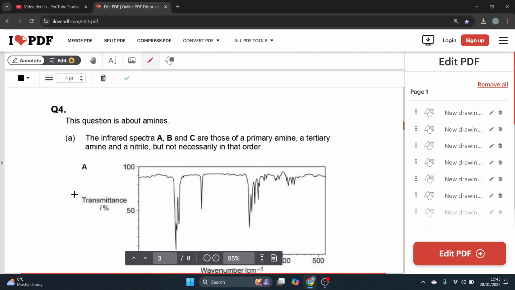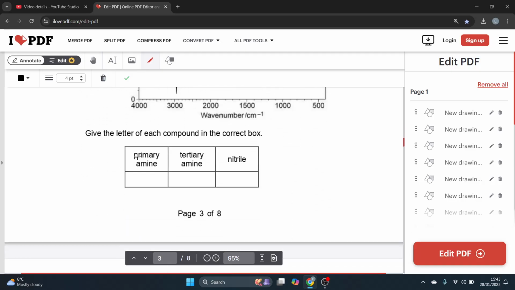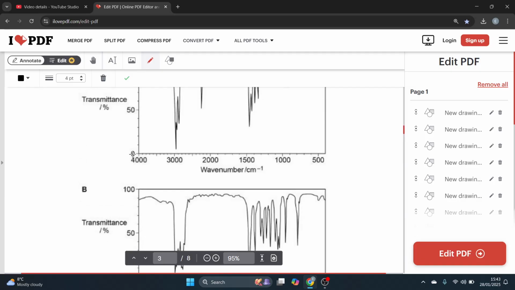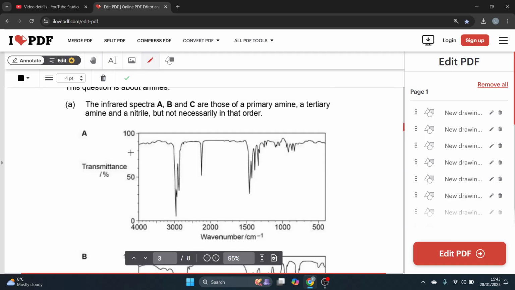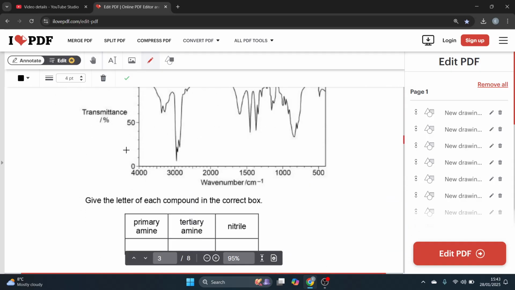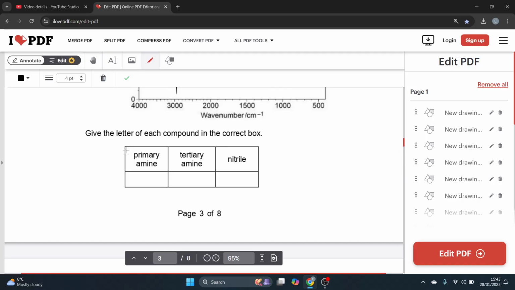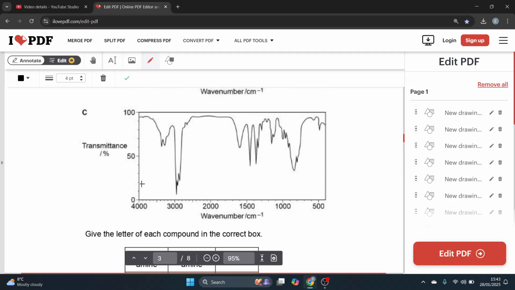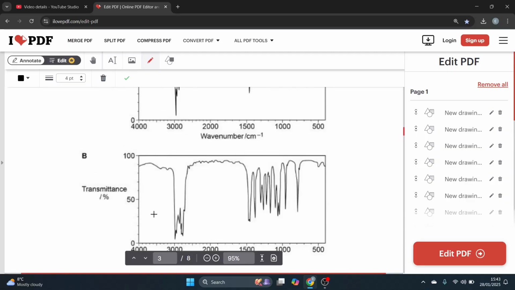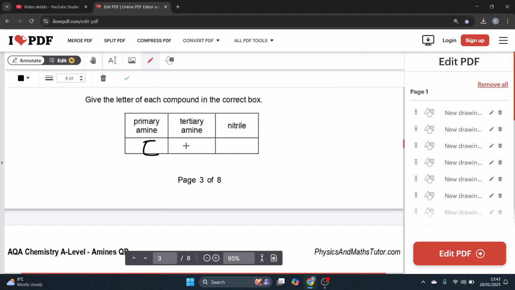Question 4. The infrared spectra A, B, and C are those of a primary amine, a tertiary amine, and a nitrile, but not necessarily in that order. Give the letter of each compound in the correct box. For 1 mark, you're just going to be using your infrared spectra data. So the primary amine is going to be C. Tertiary amine is going to be B. And nitrile is going to be A.